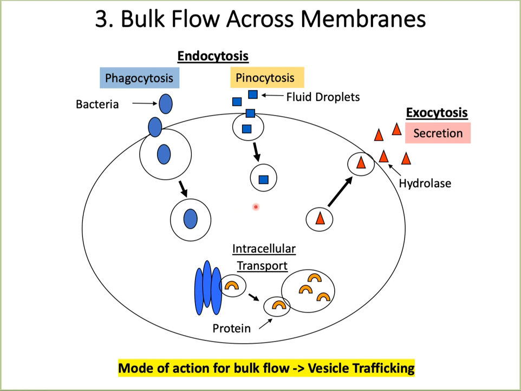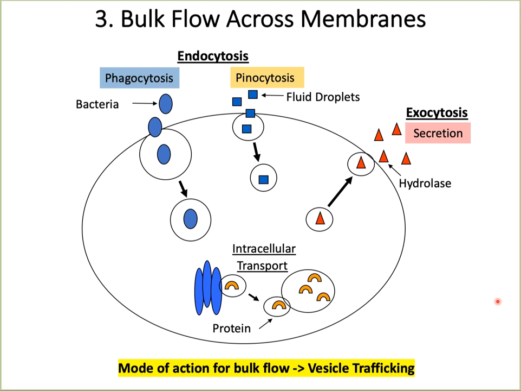When the cell internalizes very large particles such as bacteria, the process is known as phagocytosis. When the cells move large fluid droplets across the membrane, it is known as pinocytosis. Sometimes it is known as fluid phase endocytosis, and that is also an example of bulk flow. There are a number of cells that will secrete protein, so exocytosis or secretion is a form of bulk flow. And then proteins are moved between the organelles within the cell, which is another example of bulk flow.